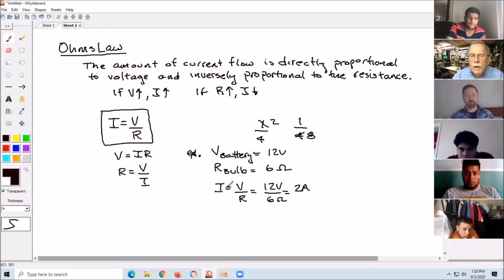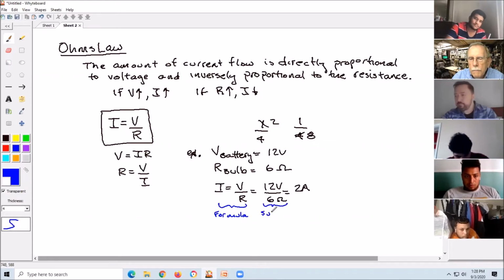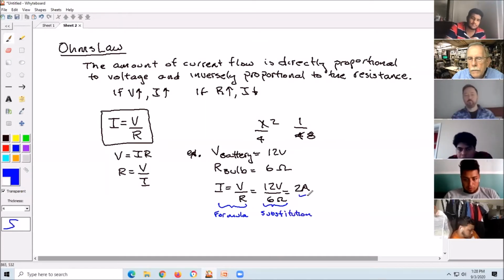Just as a point of information, whenever you work on problems, either on homework, on quizzes, or exams, always show me the formula, the substitution into the formula, and the result. For a bunch of reasons.